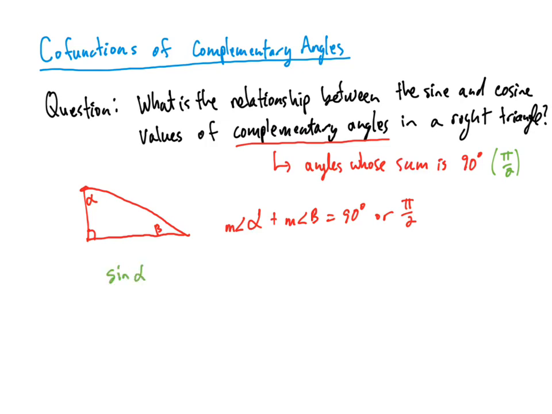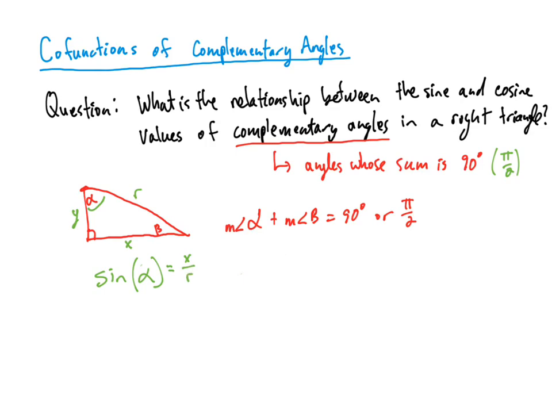Okay, so let's think about what the sine value is of alpha. Sine of alpha. What is that going to be equal to? Recall that sine of an angle, let's say alpha, is equal to the opposite side over the hypotenuse. So let's label some of these sides. Let's say x, y, and r. So the sine of angle alpha is equal to the opposite side divided by the hypotenuse.